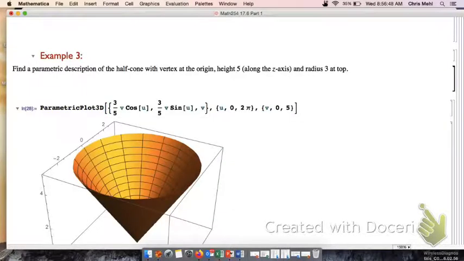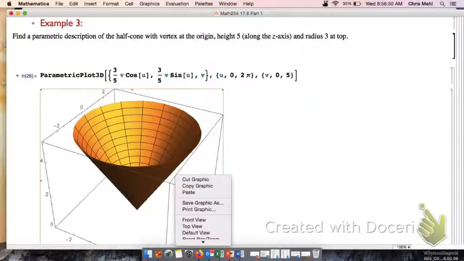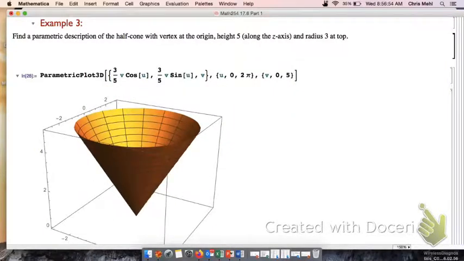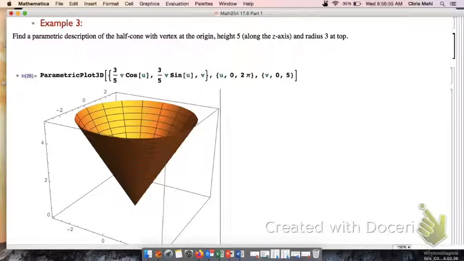I plot this, and I should get a beautiful cone, radius 3 at the top, and height 5, which I think you can see looking at the plot. Okay. So again, the key here was thinking about polar coordinates, or cylindrical coordinates, to plot the cone.